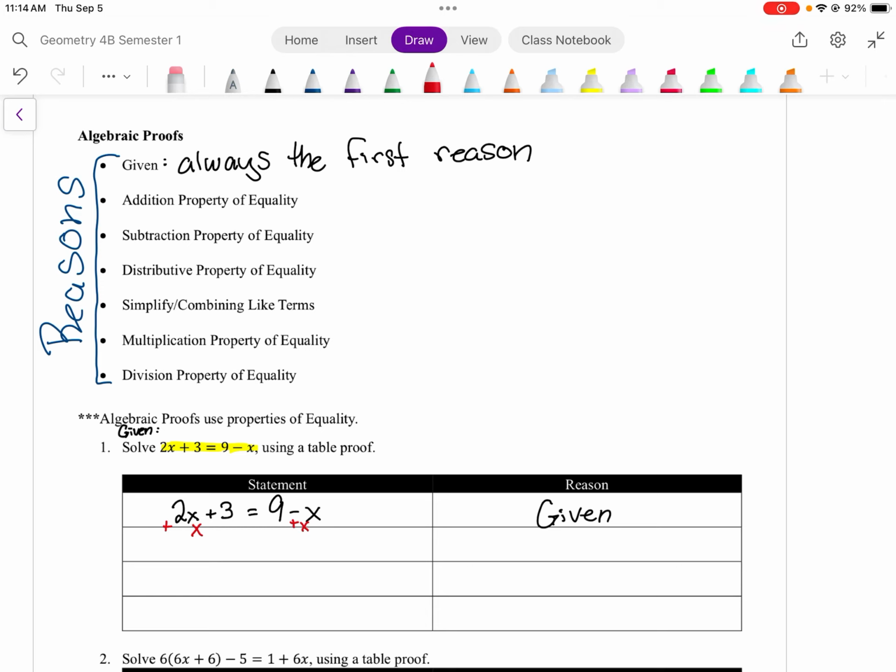So I would add x on both sides, and the result will be your next statement. And that would end up being 3x plus 3 equals 9. Now, if we look at our reasons in the list above, we added x to both sides. The one reason that looks similar to adding is the addition property of equality. So when you add something to both sides of an equation, that is when you're going to use the addition property of equality.